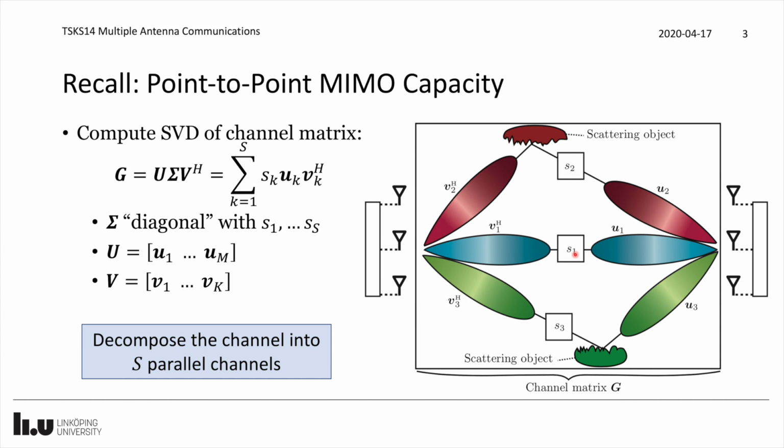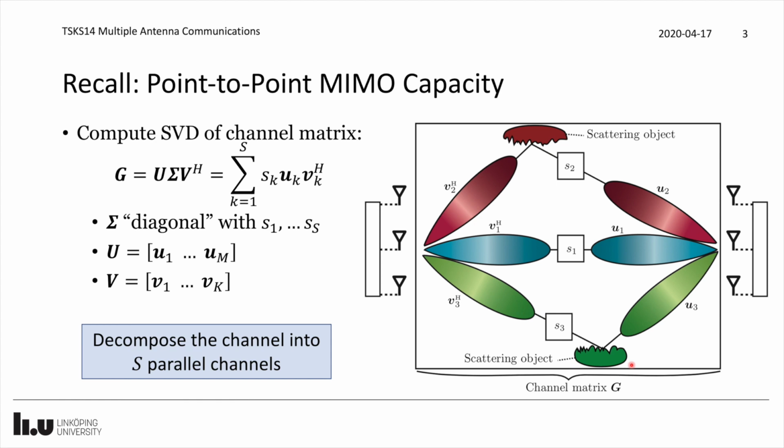And in some cases, we can view this geometrically as, okay, the first path here is representing a direct path from the transmitter to the receiver. The second path, the red one here, is describing one way that the signal is propagating from the transmitter via a scattering object and then reaches the receiver. And the green path here is another scattering object that is also spread out. So in some cases, a MIMO channel can be viewed geometrically like this.